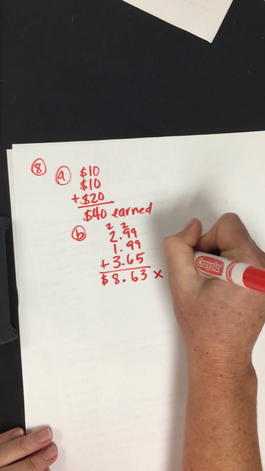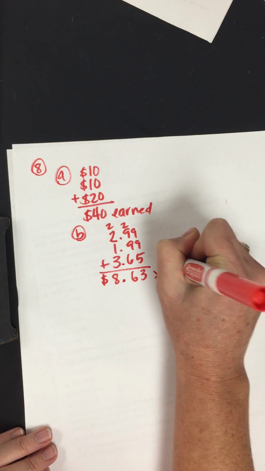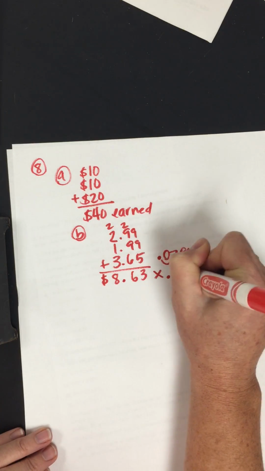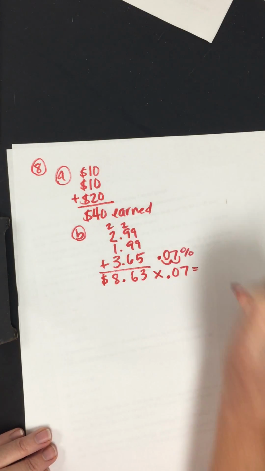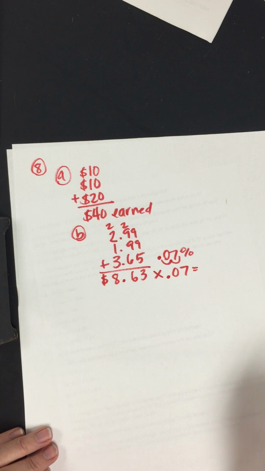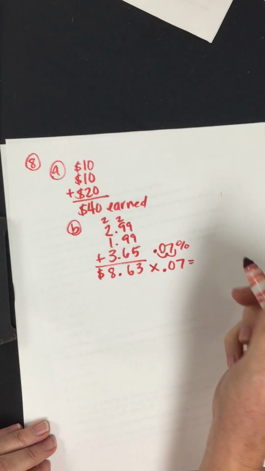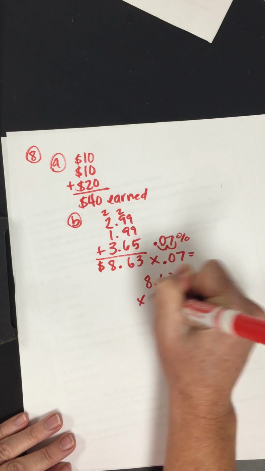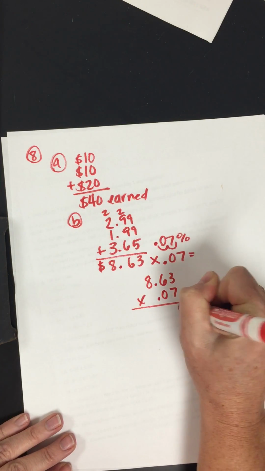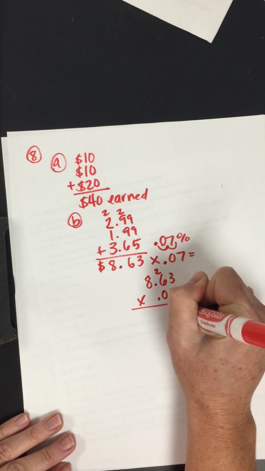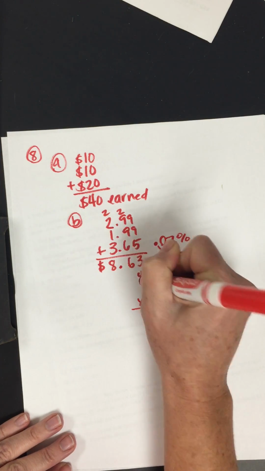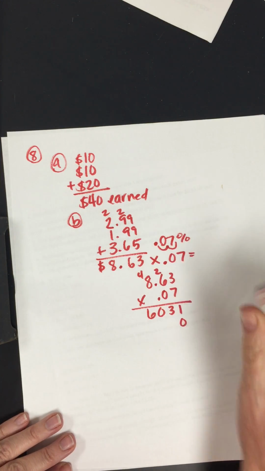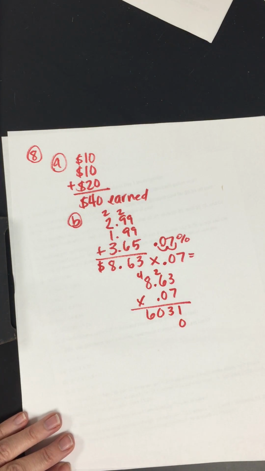So it says it's a 7%. Move my decimal twice to the left, put my decimal down, put a 0 in that spot, and I end up with $8.63 times 0.07, or 700. So I'm going to multiply that out. Oh, I don't need to do the next row because it's all zeros. So I end up with 6,031.